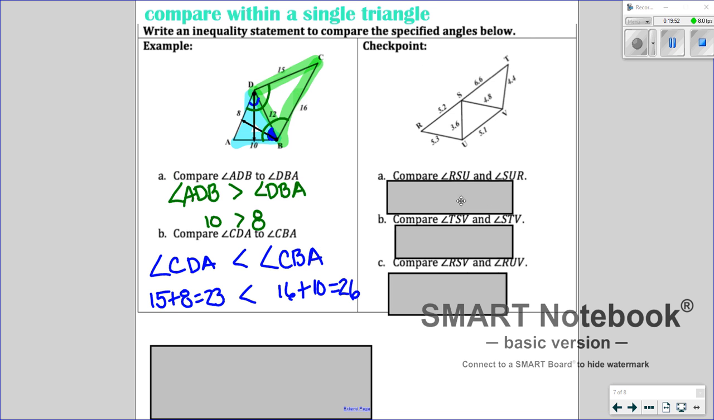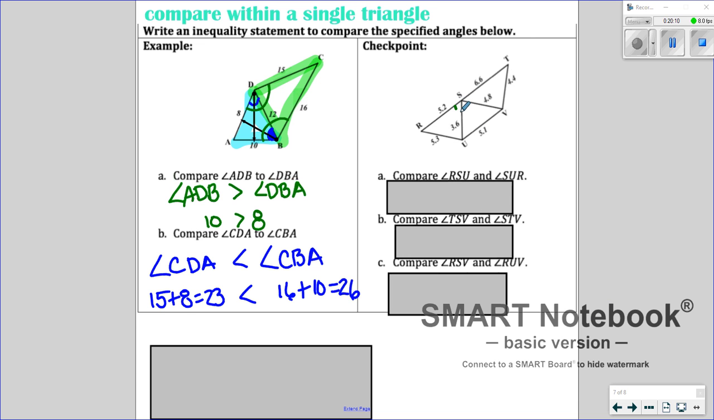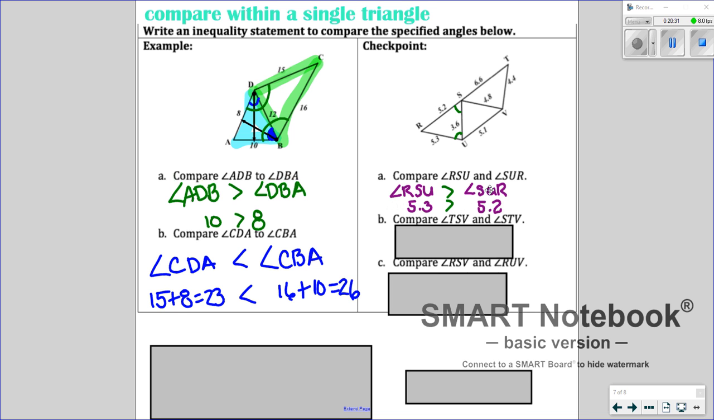This one is even more complicated, but just follow along. It says compare RSU. Let me mark that green. RSU, and compare it with angle SUR. RSU has 5.3 and SUR has 5.2. So if we're comparing those two, we could say that RSU is greater than angle SUR, based on the opposite sides.